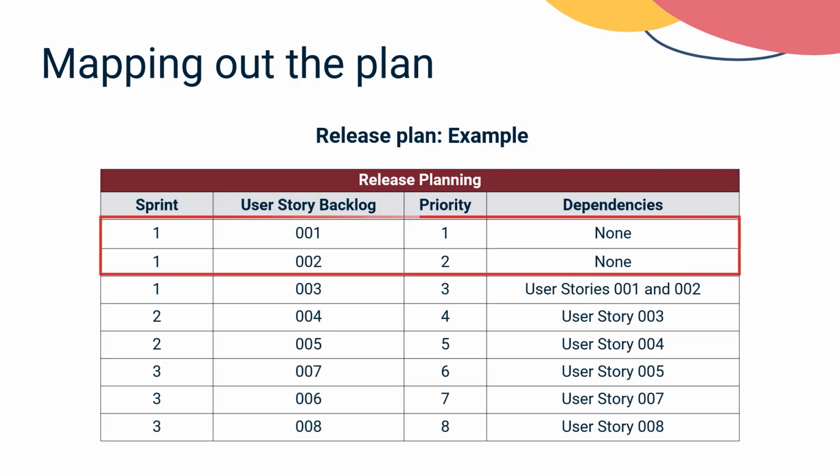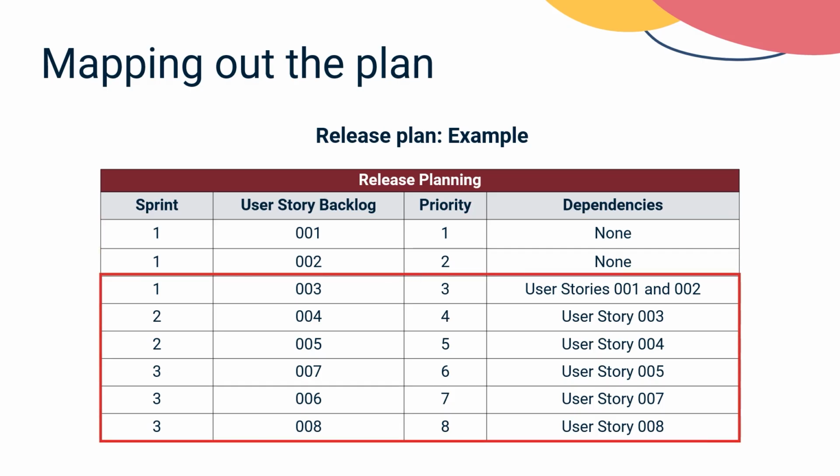Foundational tasks, for example, user stories 1 and 2, are addressed first, while dependent tasks, user story 3 onwards, that depend on the completion of previous stories, follow in subsequent sprints. This structured approach ensures smooth progress and avoids bottlenecks.